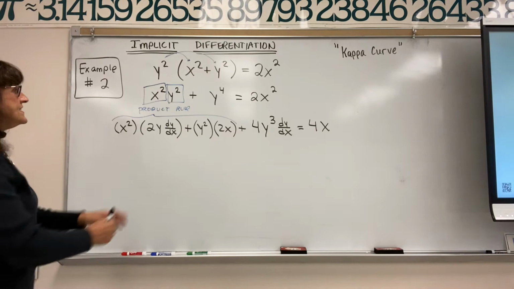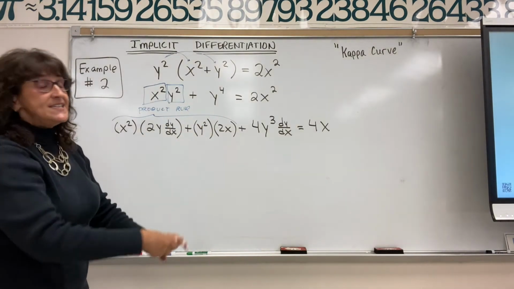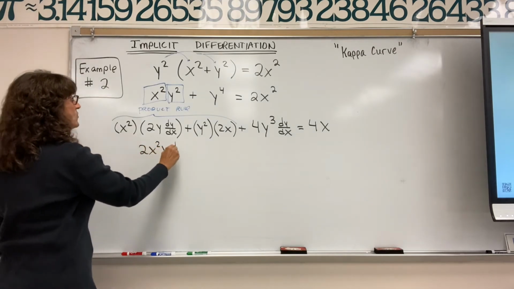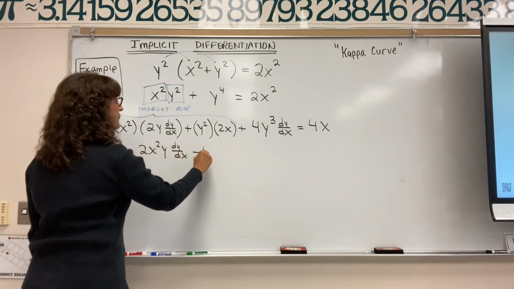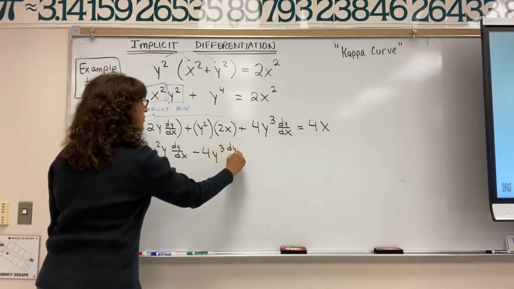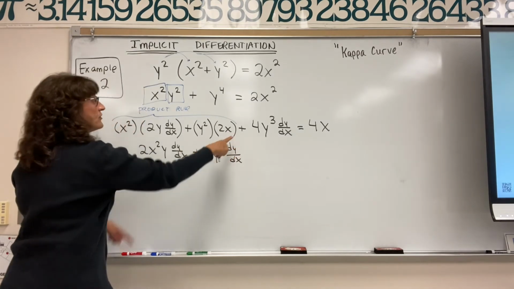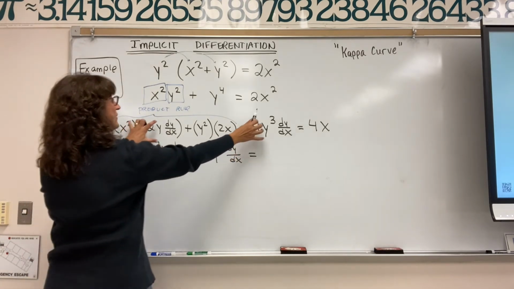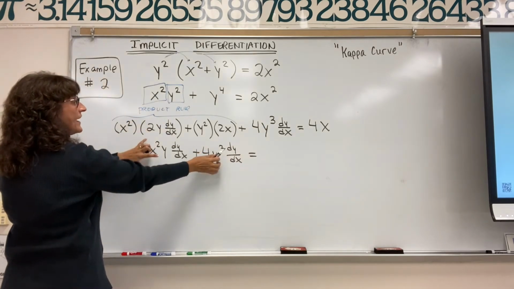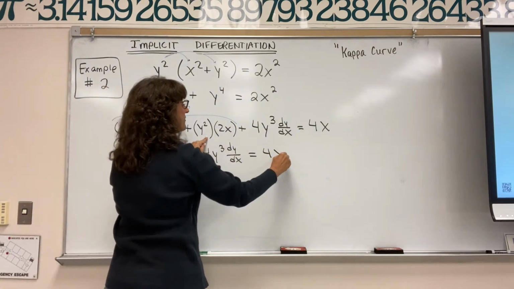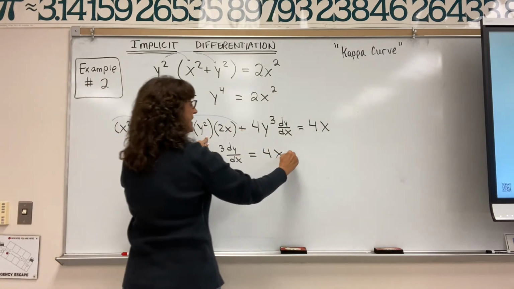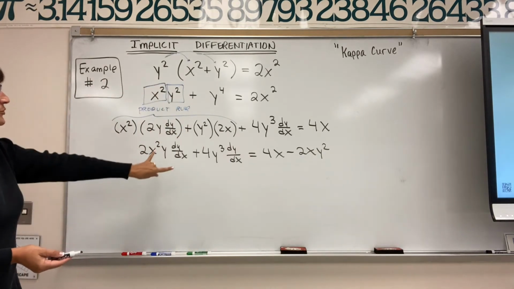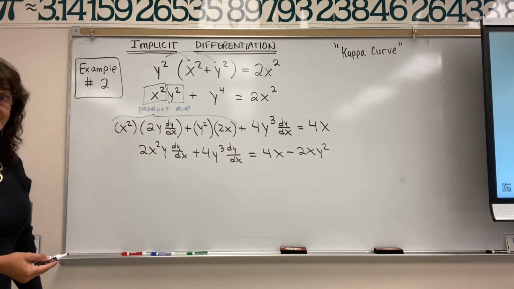What do we do next? dy dx terms on the left, non-dy dx terms on the right. So here we have 2x squared y dy dx, okay, minus 4y cubed dy dx. We're going to keep the plus 4y cubed dy dx. The dy dx terms stay on the left, and these are already on the left, so you just bring them down, okay? The right-hand side, we're going to have 4x, and we're going to need to subtract this to move it to the right-hand side, minus 2x y squared. So we're here, okay? So dy dx terms on the left, non-dy dx on the right.